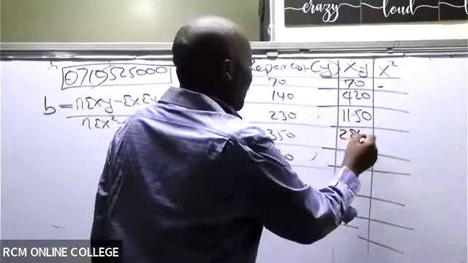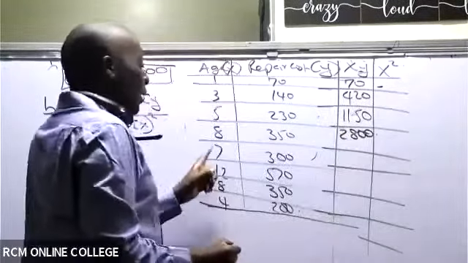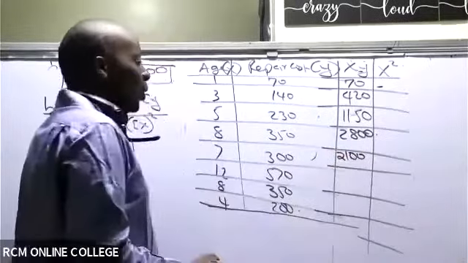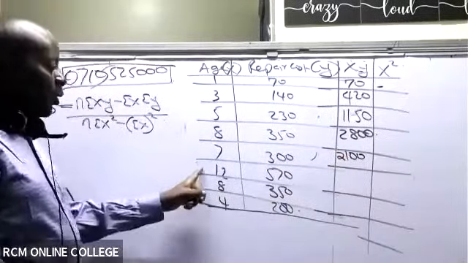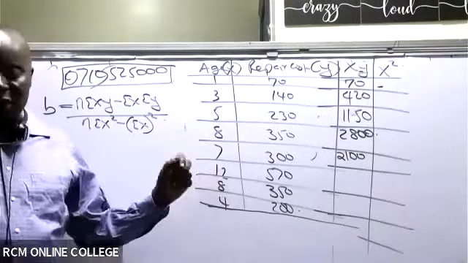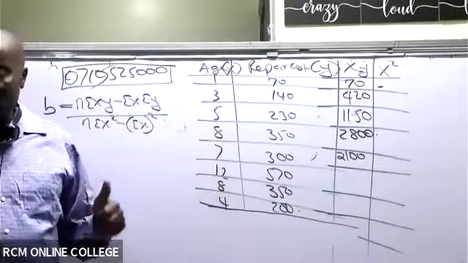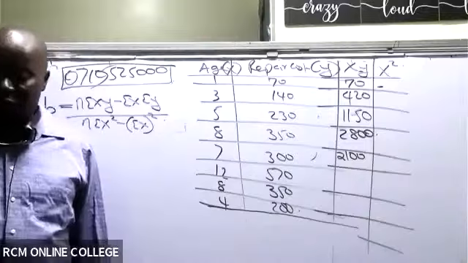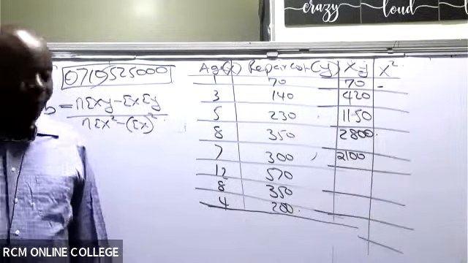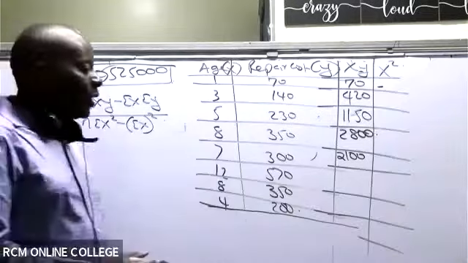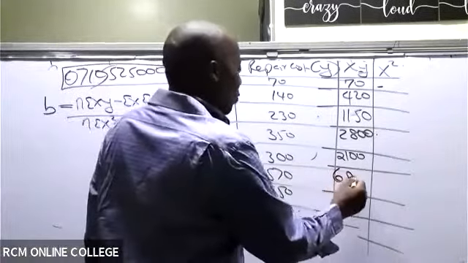So 2,800. From there, we have 7 times 300. This gives me 2,100. The next one is a bit tricky for me. You have to help me. 12 times 57. Today, you guys are very nice because all of us are really contributing, which is very good. So we have here 12 times 570, 6840.